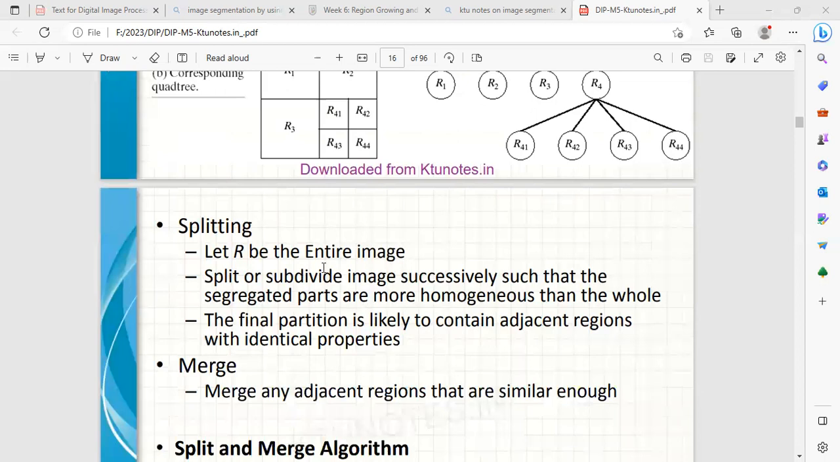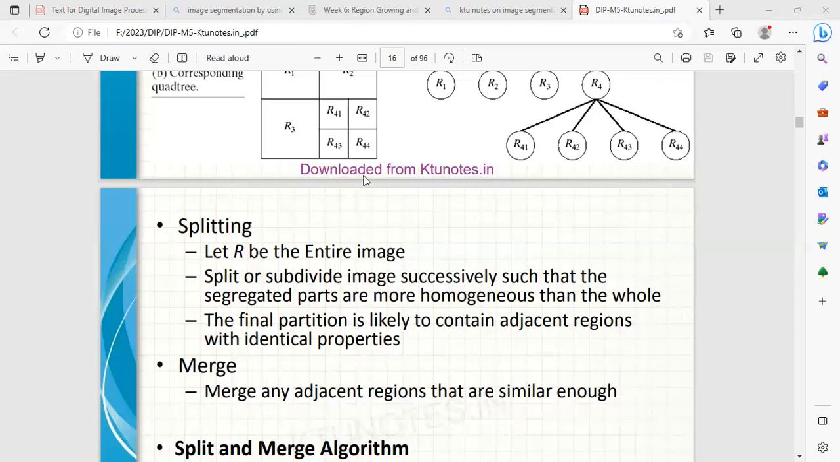Okay, so let R be the entire image. Split or subdivide the image successively such that the segregated parts are more homogeneous than the whole. That is, the parts we split have more homogeneity compared to the entire image. The final partition is likely to contain adjacent regions with identical properties.